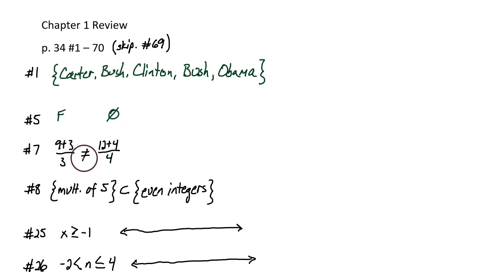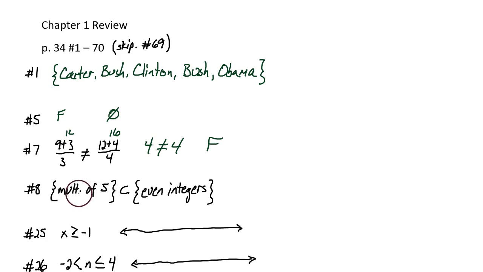Next, number 7. Is this statement true or false? 9 plus 3 is 12, and 12 divided by 3 makes 4. Now the right side, 12 plus 4 is 16, and 16 divided by 4 is 4. The statement is 4 is not equal to 4. That's false.